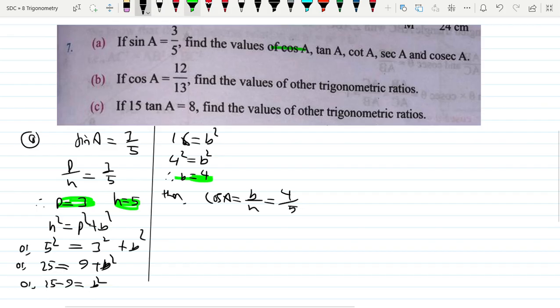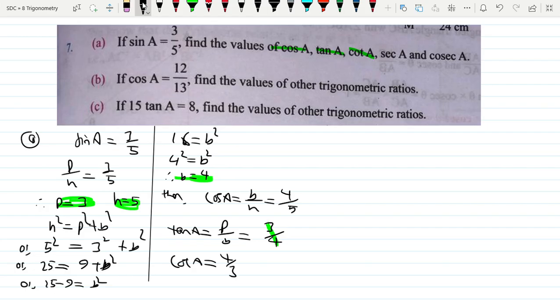And I go with the ratio of tan. Tan is the ratio of perpendicular and base, p by b. Now we have perpendicular 3 and base 4. So tan A is 3 by 4. And after that we go for cot. Cot is just the reciprocal of tan. So cot A we can write by reciprocating the value of tan. So tan A is 3 by 4, so the reciprocal is 4 by 3, which is very simple.